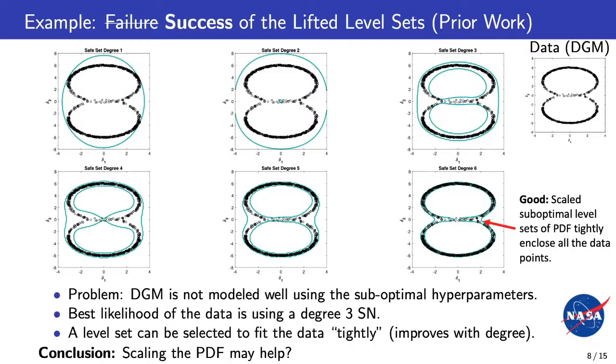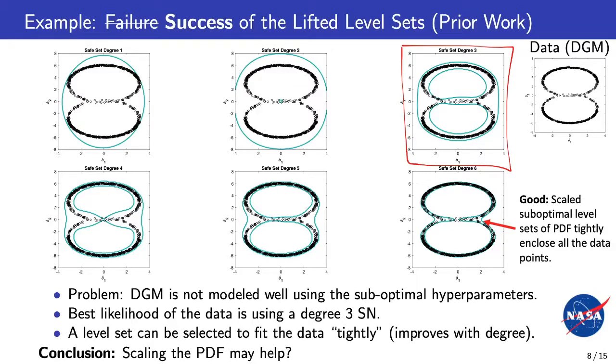Where we do see good performance as the degree of the slice normal increases is in the area of the minimal set that contains all of the points of our DGM. The degree 6 slice normal, for instance, these sets have much smaller area than the degree 3 slice normal sets up here.